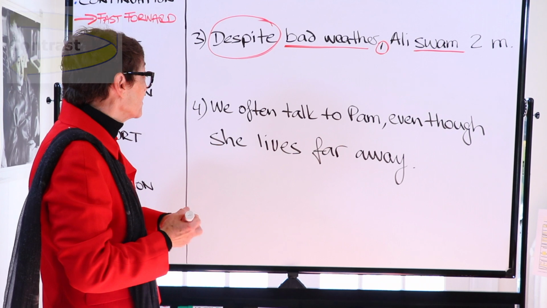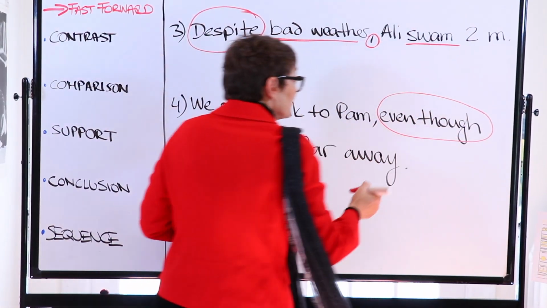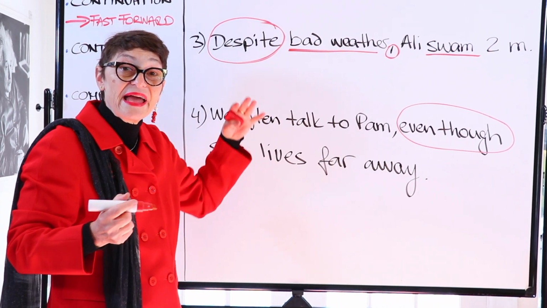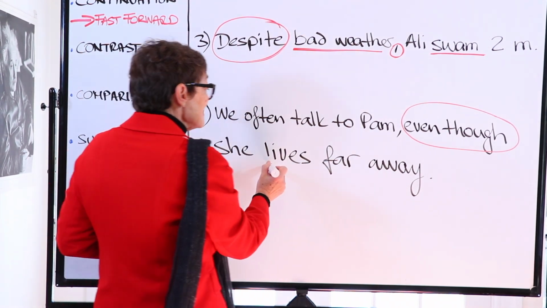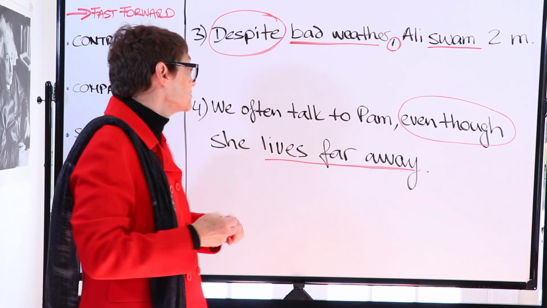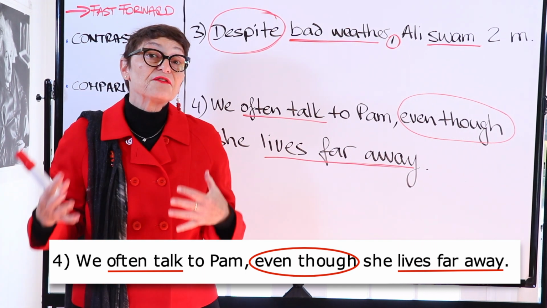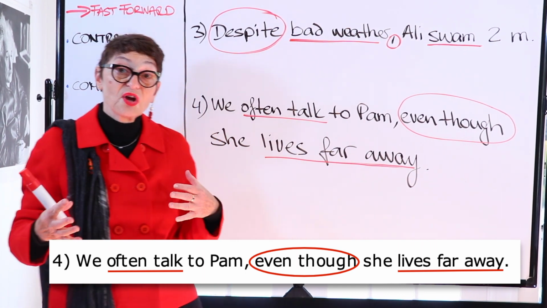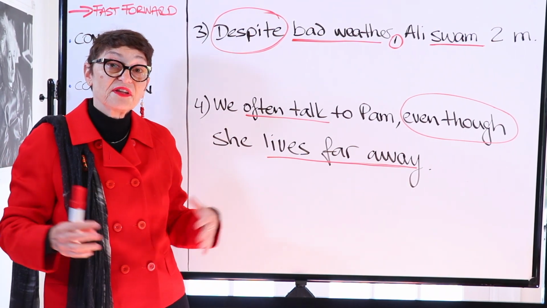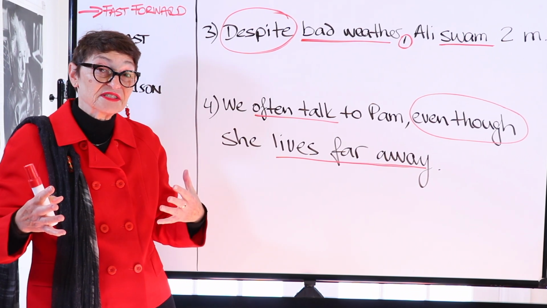Sentence 4, let's look how that works. We often talk to Pam, comma, even though what? Again, we know now something has to switch. The emphasis, the tone has to change. Even though what? Lives far away. Again, this is not a super obvious contrast, but we often talk and living far away. Again, what you can infer here logically is that according to the author, people who live further away don't tend to talk as often as people who live closer together. So this will be a proper logical inference.